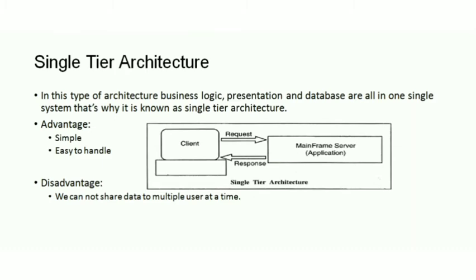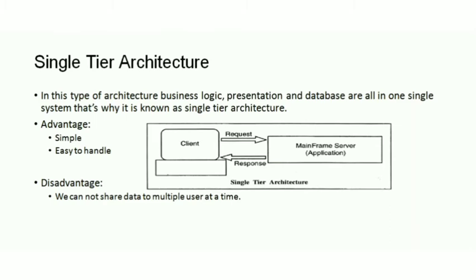So in the single tier architecture, there are some advantages: the architecture or the system is simple and easy to handle, because there is one single system and you have to maintain only one system. But the disadvantages are also there: we cannot share data with multiple users at a time, because the system is single and only one client or one user can interact with that system. So this is the main disadvantage of the single tier architecture.